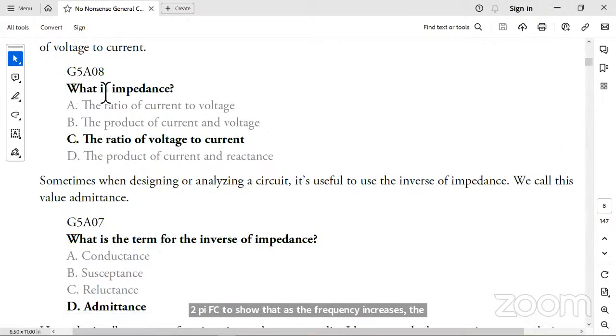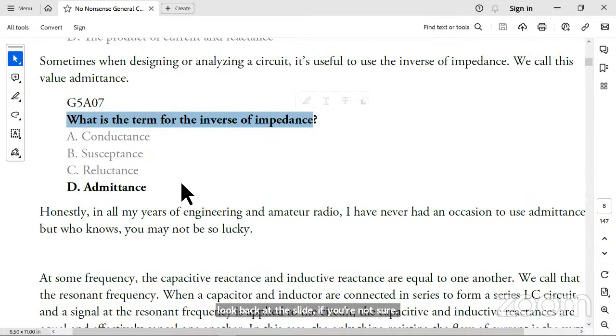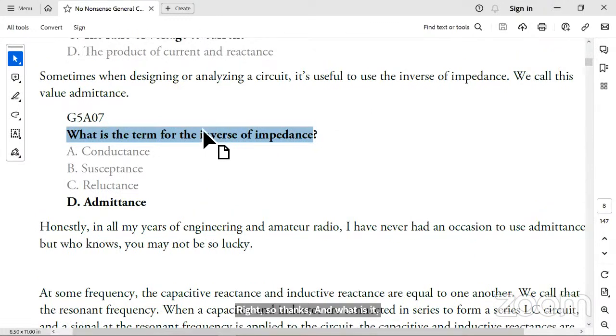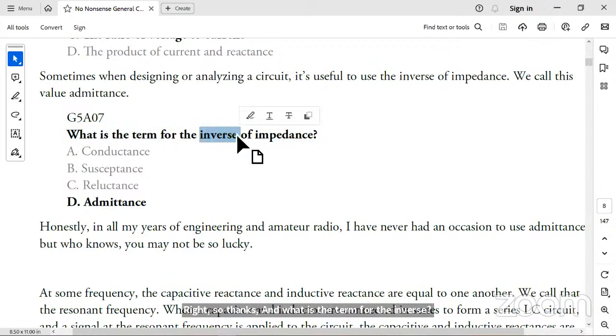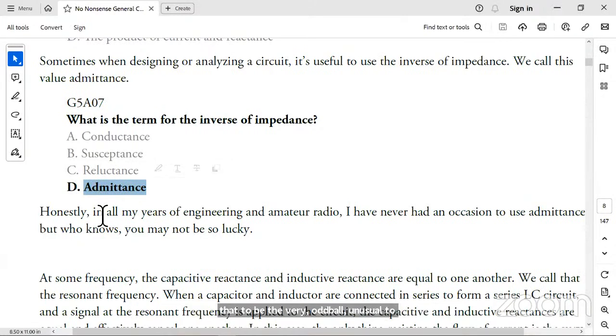All right. Couple more questions. What is impedance? We said it was the ratio of voltage to current. So again, remember that ratio of voltage to current. If you look back at the slide, if you're not sure. So things for us to learn. And what is the term for the inverse of impedance? Let's break that down. They're asking us what's kind of the opposite, the reciprocal, the inverse of impedance. Well, we learned that to be the very oddball, unusual term you don't hear too often. It's called admittance.